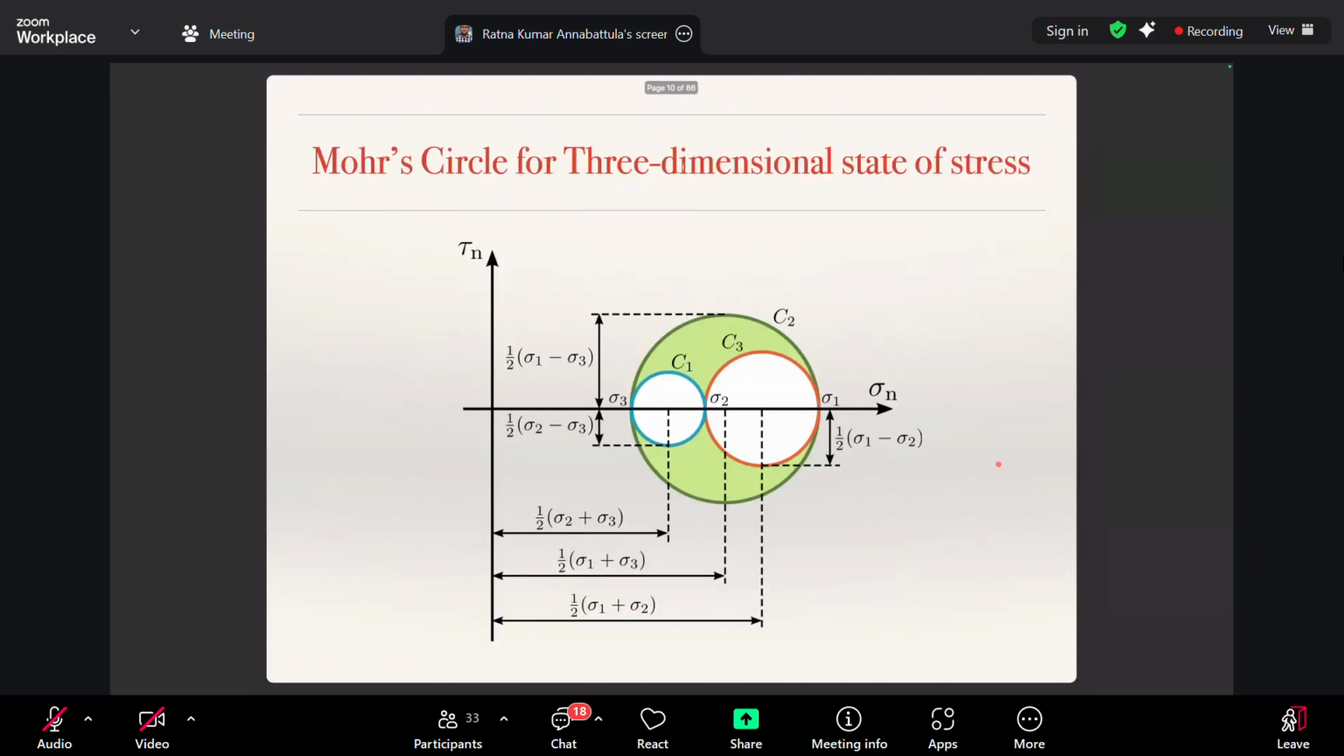if you are talking about the Mohr circle for a 3D state of stress, this is sigma 1, sigma 2, sigma 3. Then this is how the Mohr circle for 3D state of stress looks like, and the green area is the valid states of stress. Now, if you imagine a scenario, sigma 1 is equal to sigma 2 is equal to sigma 3, then all these circles will boil down to a point. Then the Mohr circle will be a point on the normal stress axis.